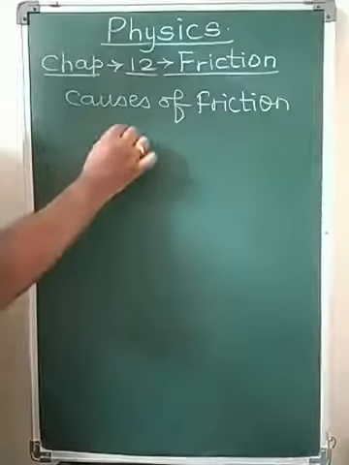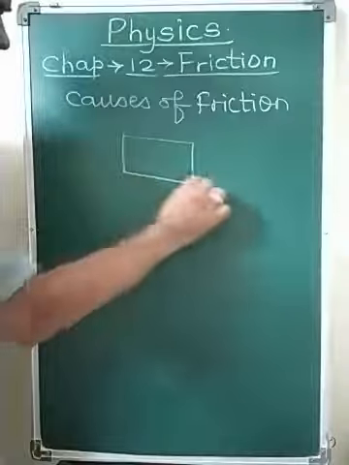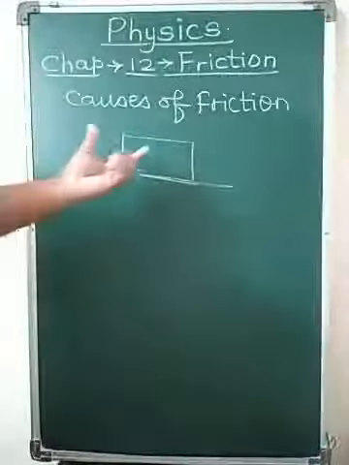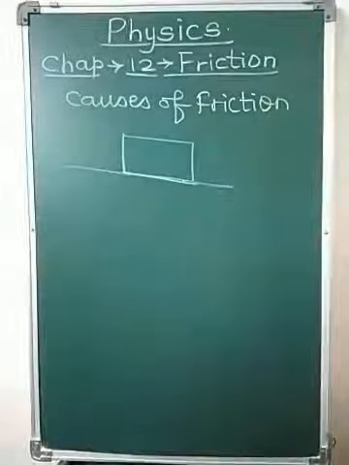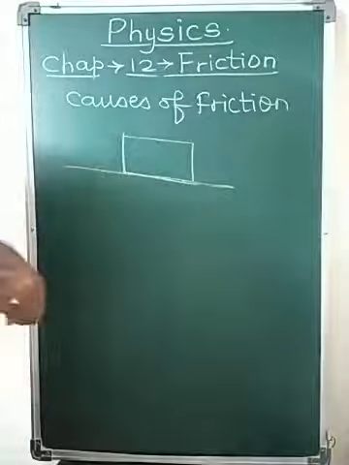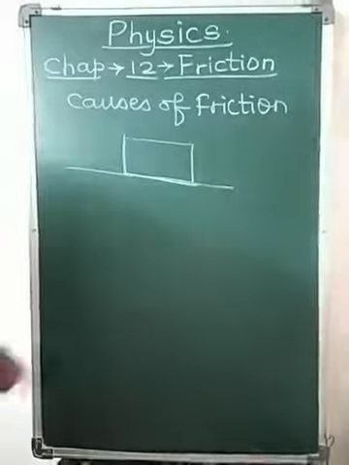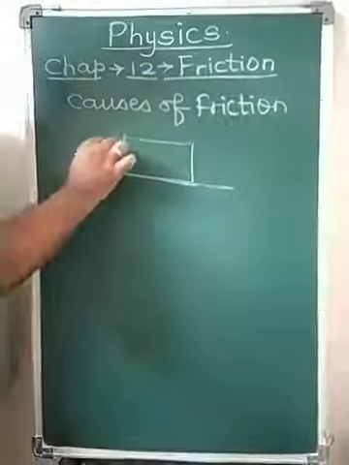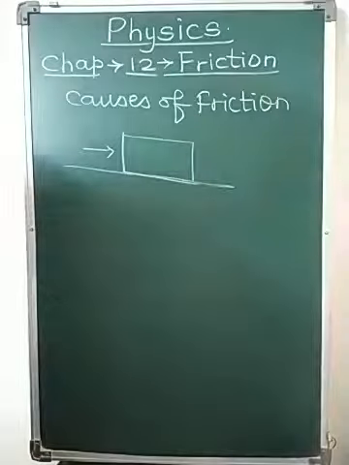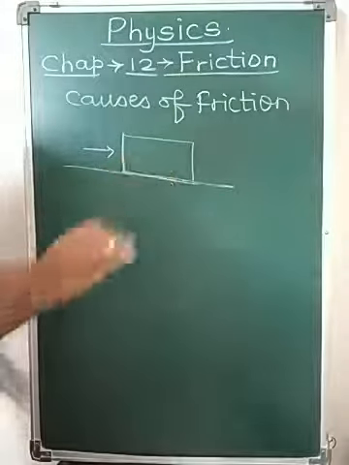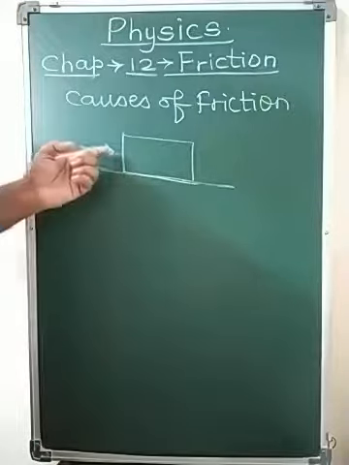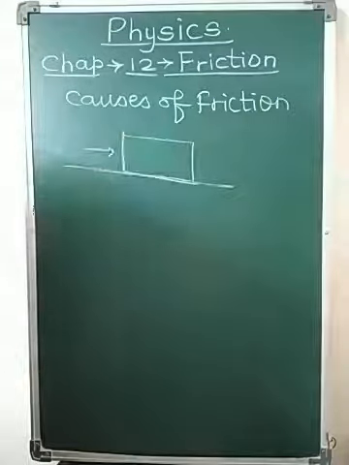If you observe clearly, suppose there is a box on a surface. If this box is kept on a smooth surface like tiles, and you apply a force here, it is possible for us to push the box very easily. But if the same box is kept on a sandy surface or a rough surface, you will find it difficult to push the box.